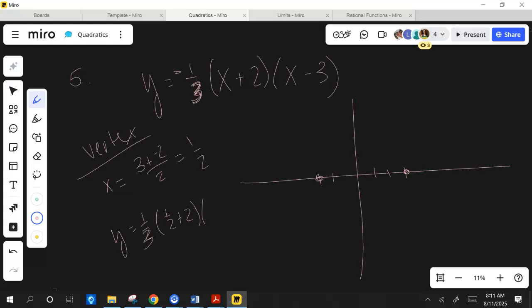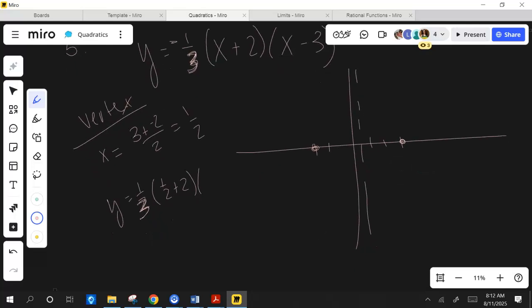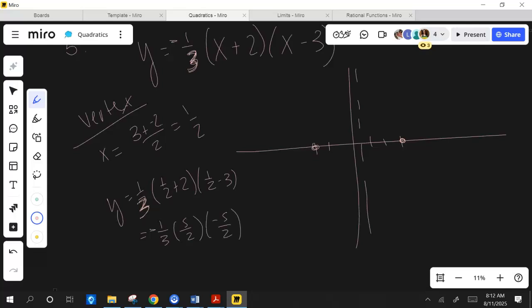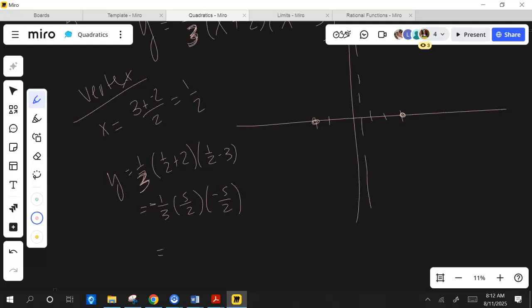Negative 1/3 times (x plus 2) times (x minus 3). Okay. Negative. But it's still the same axis of symmetry, yes? And the same x-intercepts. Crazy, crazy. Okay. 1/2, which means these are still 5/2s. Y'all stop me if I'm doing something wrong. Don't let me do the whole thing wrong. So this time it's going to be positive 18.75? No, because I'm dividing by 3.